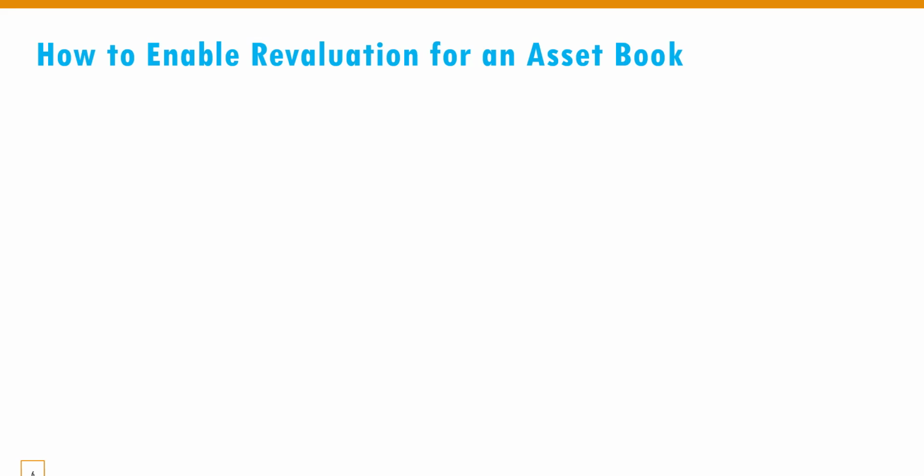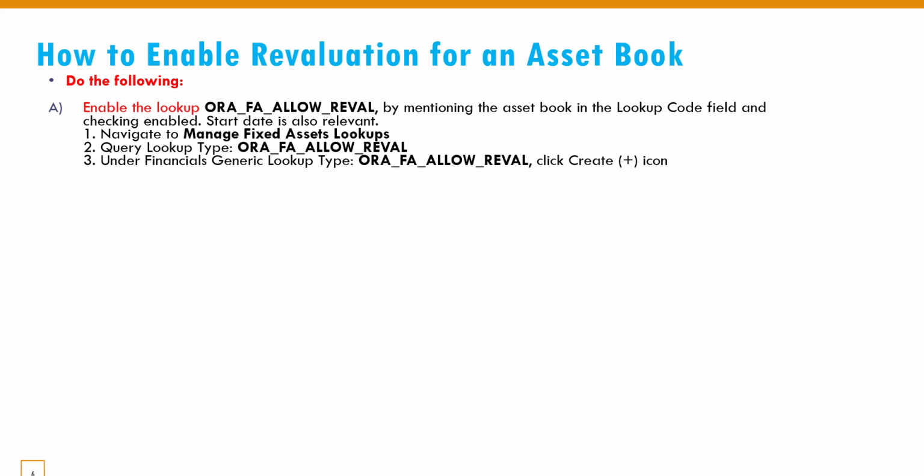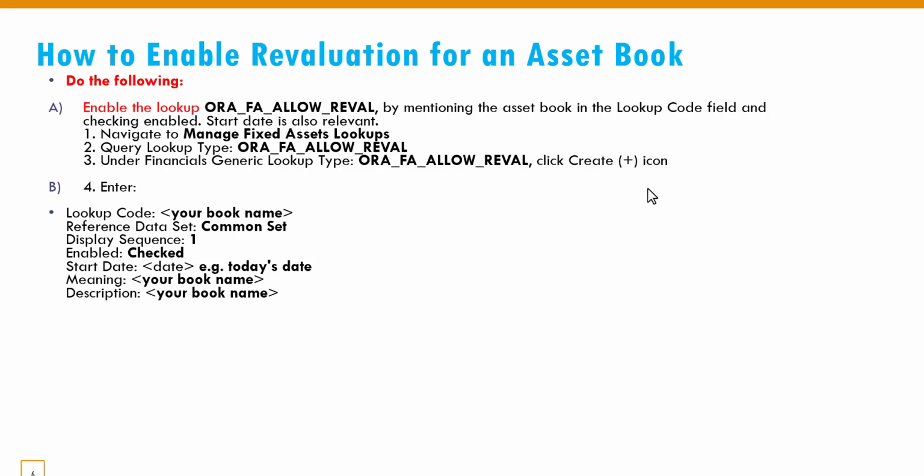Now, how to enable revaluation for an existing asset book in Oracle Cloud? There are specific small steps. First, you have to enable one lookup, FA_ALLOW_REVAL, by mentioning the asset book in the lookup code field. Navigate to Manage Fixed Assets Lookups and query by this lookup. Under Financials, you type the lookup and click the create icon. After that, you enter your book name, set the reference data set as Common, display sequence 1, checked, start date, for example today, the meaning also your book name, and a description. After that, click save and close.